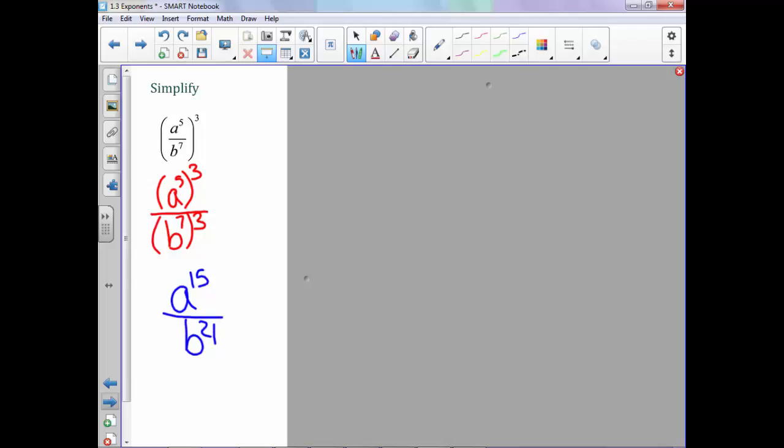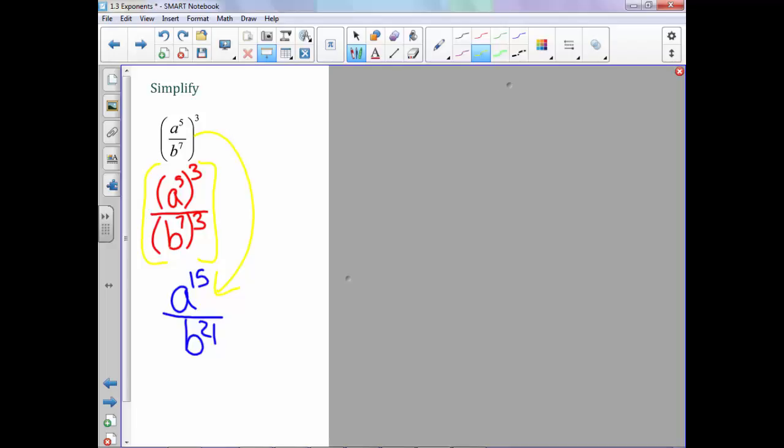And if you can skip this middle step here and go straight from here to here and multiply, that's fine. This middle step just helps clarify what exactly is going on.